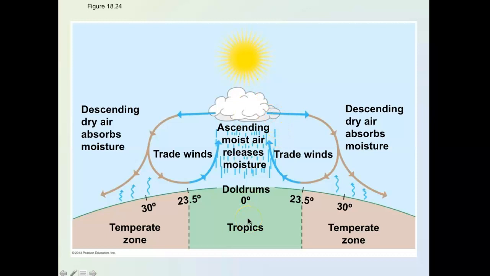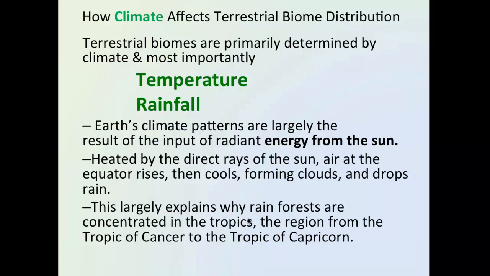So if you take a look at the primary, the climate is determined by temperature and rainfall, okay? That's what determines the climate. So we're going to talk about other things that determine climate, but those are the two big ones. So I mentioned that heated by the direct rays of the sun, the air at the equator rises, then cools, forming clouds and drops rain. This largely explains why rainforests are concentrated in the tropics, all right?